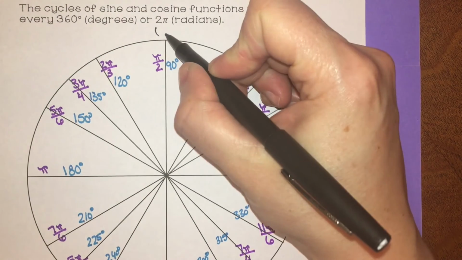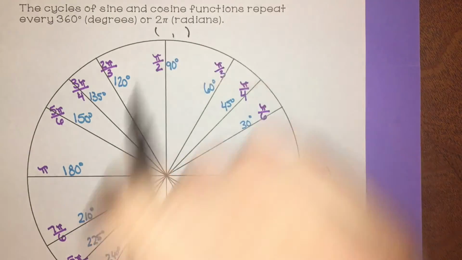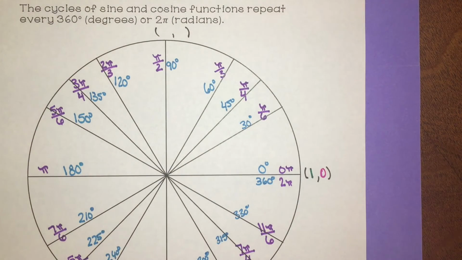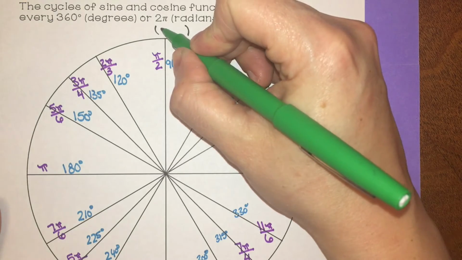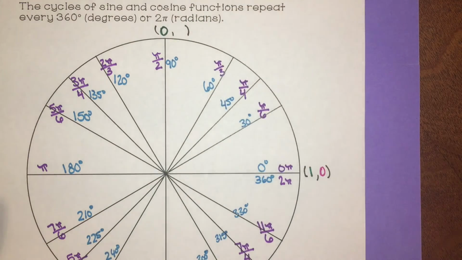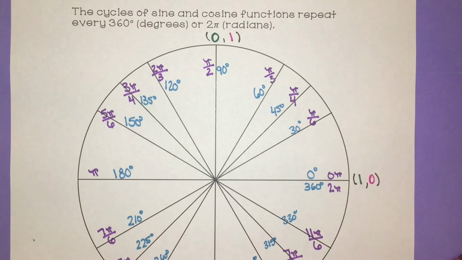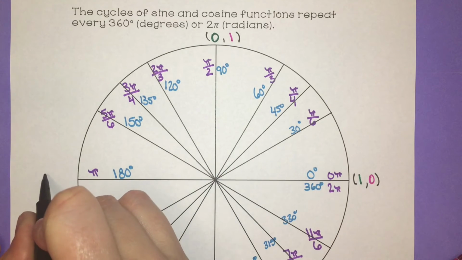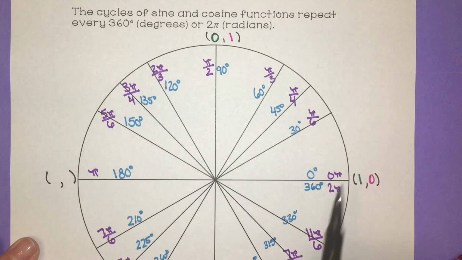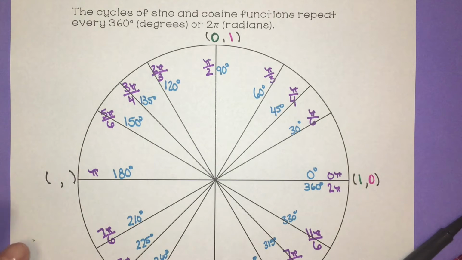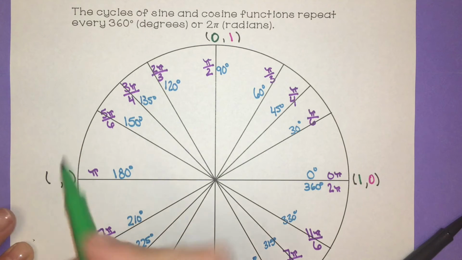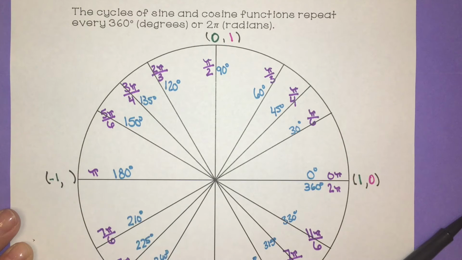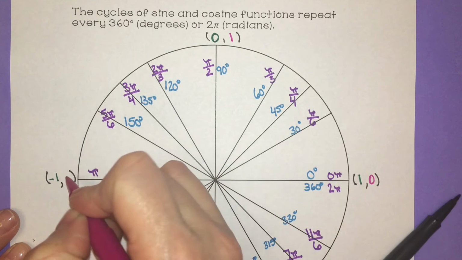Okay, so when we're straight up, we know that the x-coordinate is 0 anytime we're on the y-axis, and because it would be 1 unit from 0 straight up, the radius, the y-coordinate is 1. All right, over here, this would be -1. And our y value would be 0.